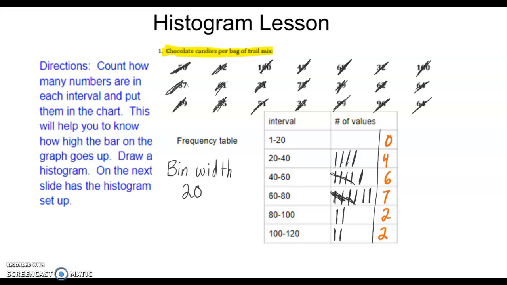Now, a good way to check to make sure that you got every single number is to add them up. So we have 0 plus 4 is 4, plus 6 is 10, 10 plus 7 is 17, 17 plus 4 is 21. So we have 21 total values here. And you can see here that this is a 3 by 1, 2, 3, 4, 5, 6, 7. And 3 times 7 equals 21, which means we placed all of our values.